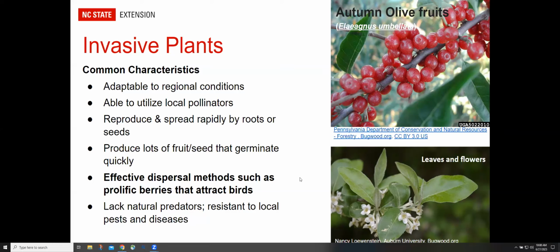And then last of all, they tend to lack natural predators. So that means nothing's controlling their spread, whereas usually where they did originate, they had natural predators such as insects or even diseases that help keep them under control. But they come to this new environment. Our insects are like, what's this? This doesn't taste good. It's not what we're used to eating. They tend to leave it alone. And so they get to spread unimpeded.